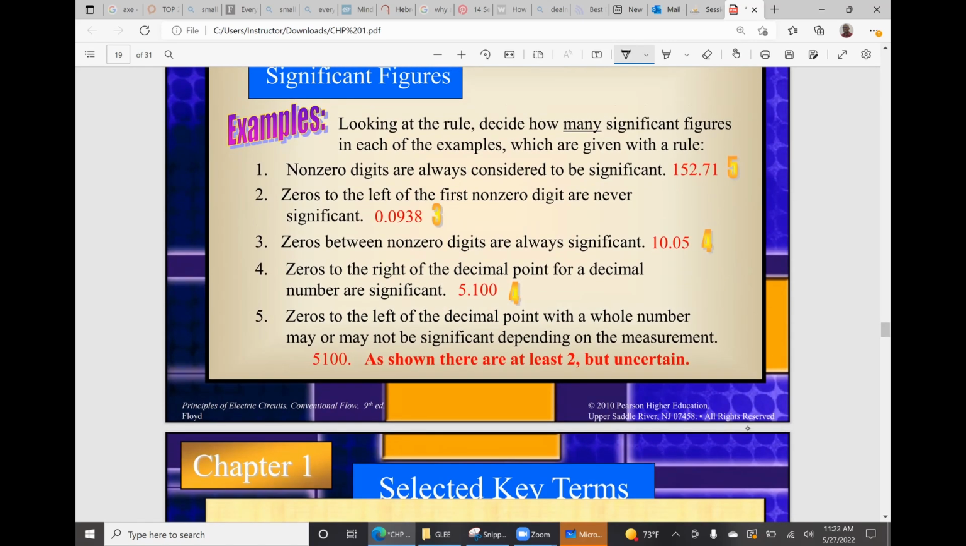All right, so let's have a look at this. It says, look at the rules and determine how many significant figures are in each example. So if you have this number here, how many significant figures? Okay, we have 5. If we have this number here, how many significant figures do we have? So we have 3 significant figures here. The zeros are not considered to be significant.